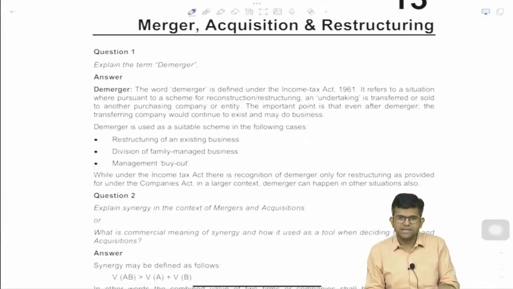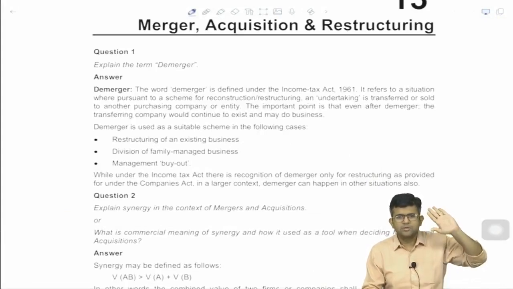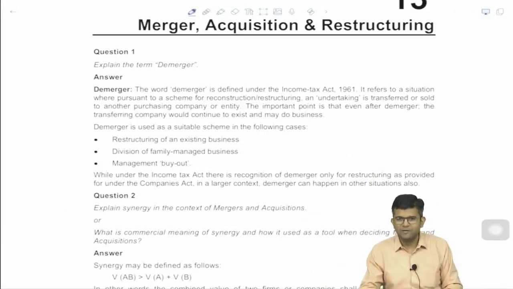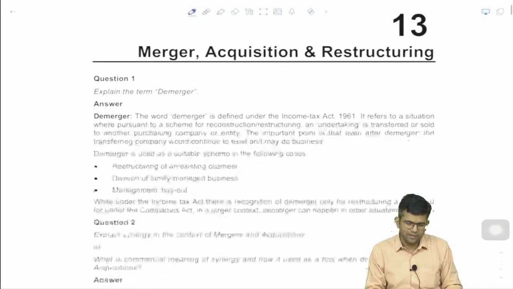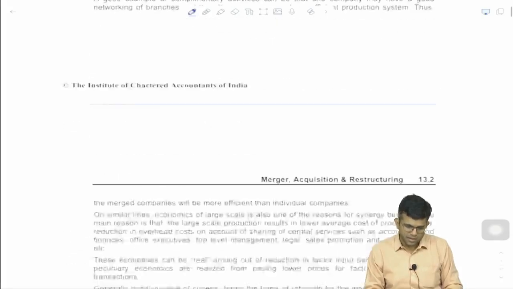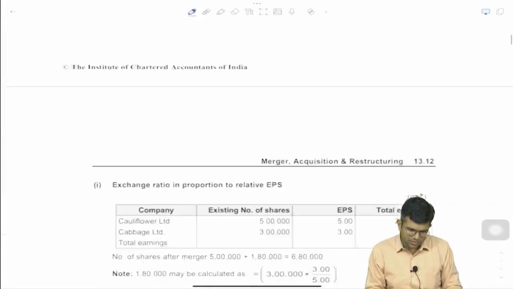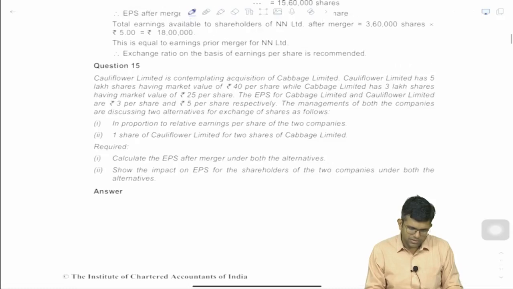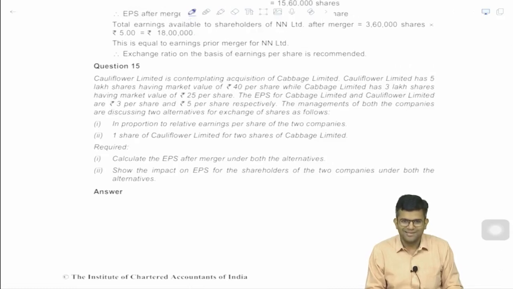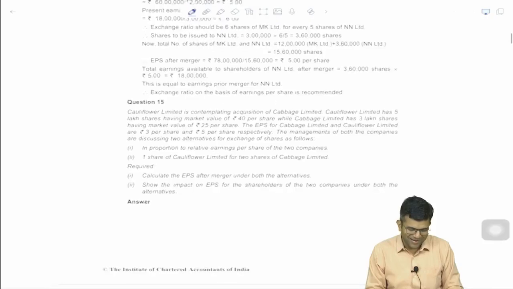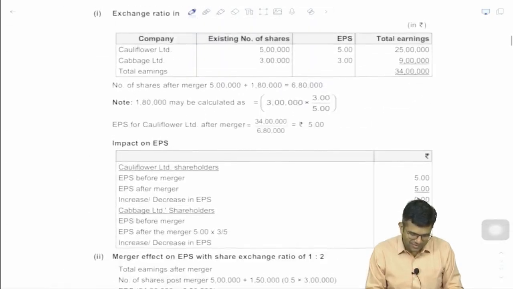Students, this is ICAI's practice manual 2017. I just downloaded it from mobile and I put it here. Just give me a minute. Just want to see what question is there. Cauliflower is contemplating acquisition of cabbage. This is ICAI. Okay, anyways, 15, 16.